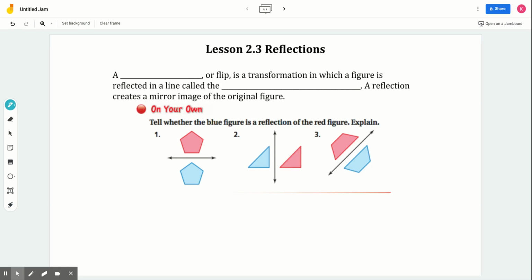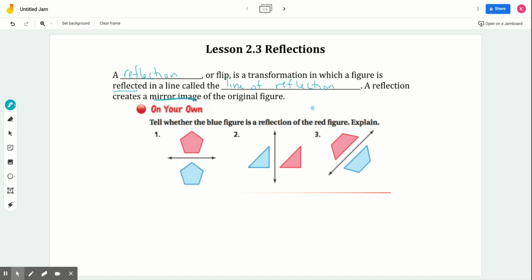Today we'll be talking about lesson 2.3 on reflections. So, a reflection is another kind of transformation. A reflection, or a flip, is a transformation in which a figure is reflected in a line called the line of reflection. A reflection creates a mirror image of the original figure.